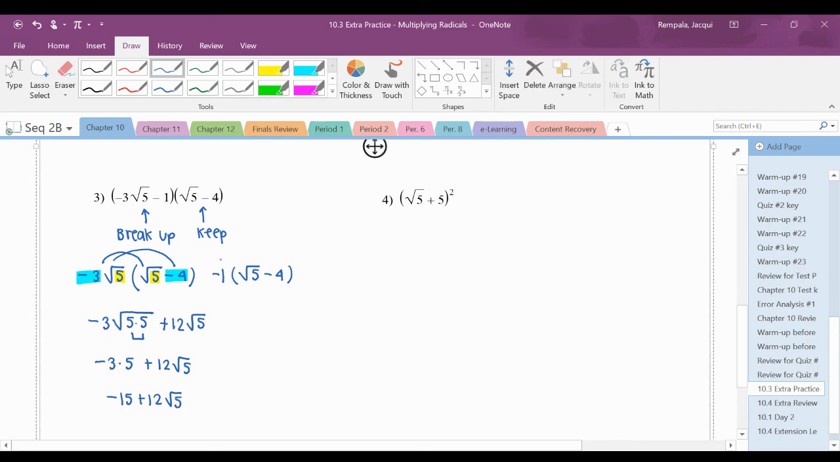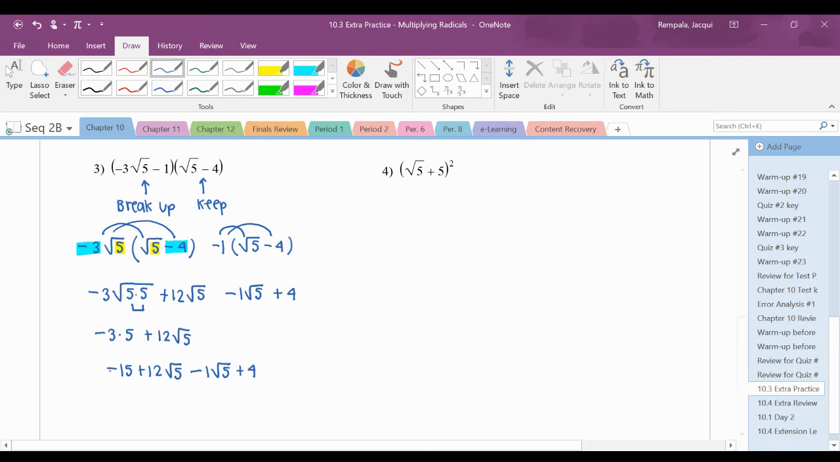Now I need to take the negative 1 and I need to distribute that to both of these terms. Well, because there's no square root on the outside, that means that I'm going to have negative 1 times the square root of 5, and then I'll have negative 1 times negative 4, which is positive 4. So then I can bring those terms down. Notice that we have 4 terms, but we have some like terms. We have 2 numbers, and then we have 2 square roots that have the same number underneath. So let's finish combining those.